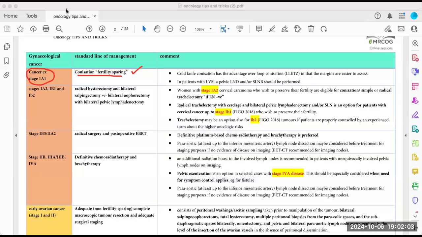For the radical hysterectomy, remember we always do it with bilateral salpingo-oophorectomy, plus or minus bilateral oophorectomy, with bilateral pelvic lymphadenectomy, correct? If the patient requires fertility with 1A2, according to the update, we can do it with conization with lymphadenectomy, right? Or the standard is trachelectomy with lymphadenectomy, correct?